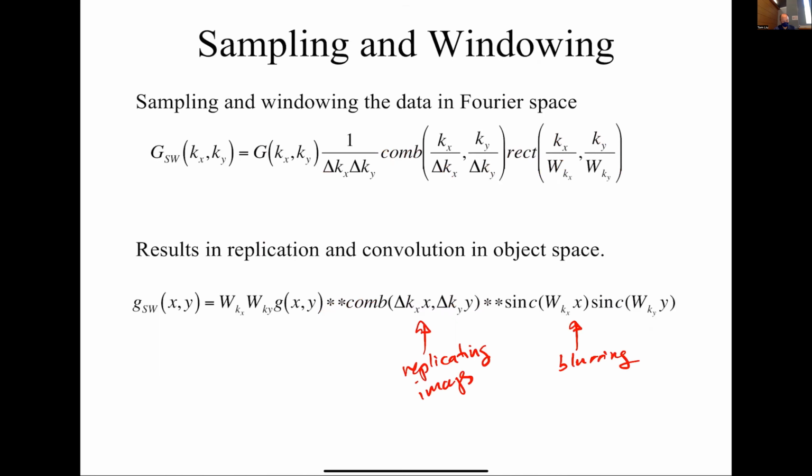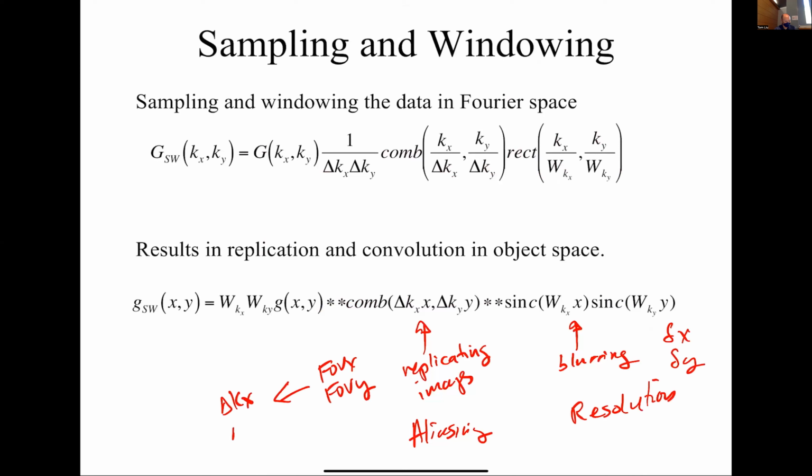Okay, so this relates to aliasing, and this relates to resolution. Okay, this part is related to FOVX, FOVY, and this part's related to your resolution delta X and delta Y. Okay, and these parts are going to tell you your delta KX and your delta KY. And these parts are going to determine your WKX and your WKY. All right, so that's how it all fits together.